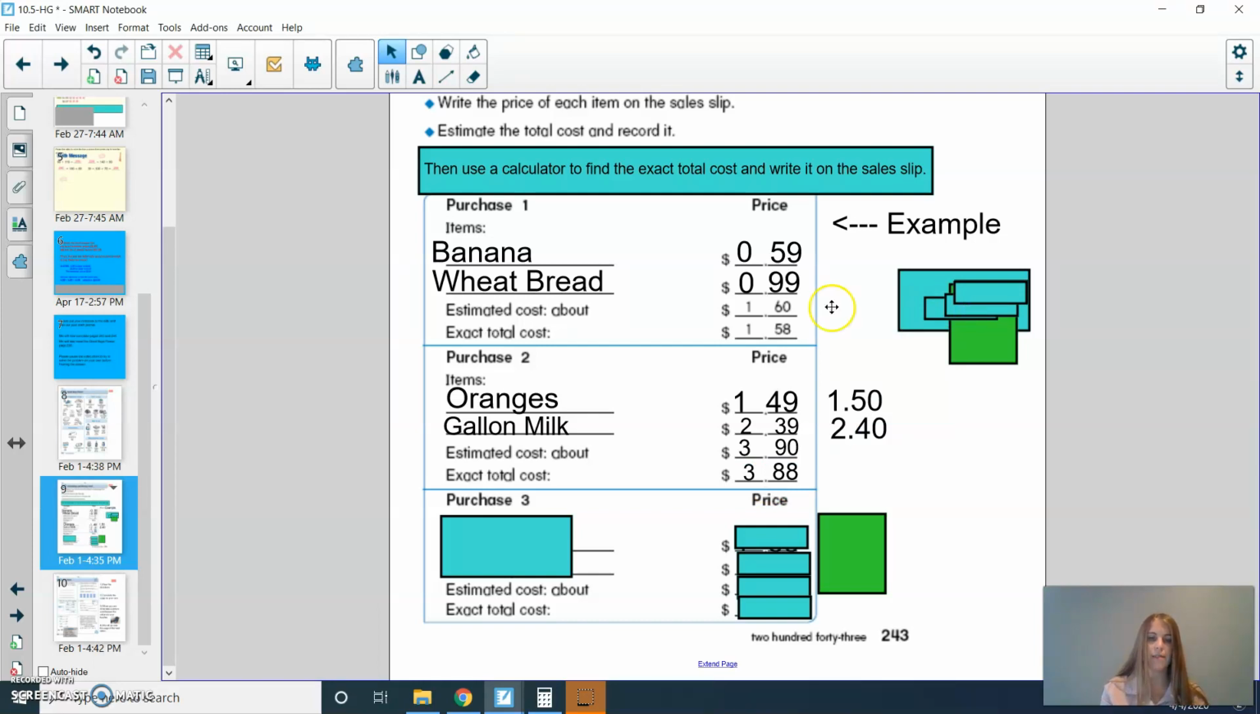So for purchase 3, you can either watch to see what I have or you can pick your own items. If you want to use the same items that I have, I chose to use grape jelly and ketchup. If you want to use these, I want you to now pause the video to record the prices, to solve, and then press play when you're ready to hear the answer.